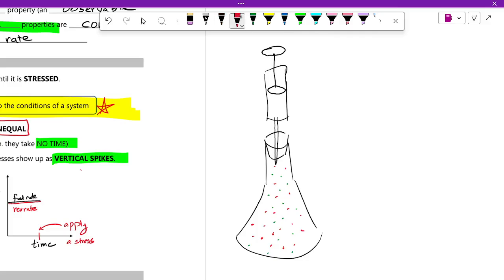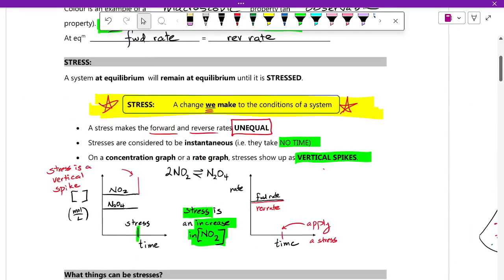Sometimes with my drawings, I'm never quite sure. And let's say it contains a whole bunch more of the red stuff. You can go squish, and it takes about maybe 1 second to deliver the red gas into there. So that change is fair. We consider it to be instantaneous. It makes the graph pretty, because otherwise it goes along and then kind of goes up like this, and it makes everything messy and confusing. So we're just going to have it go straight up. So stresses are vertical spikes.